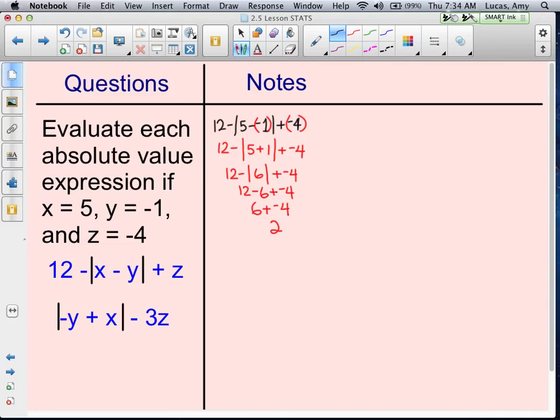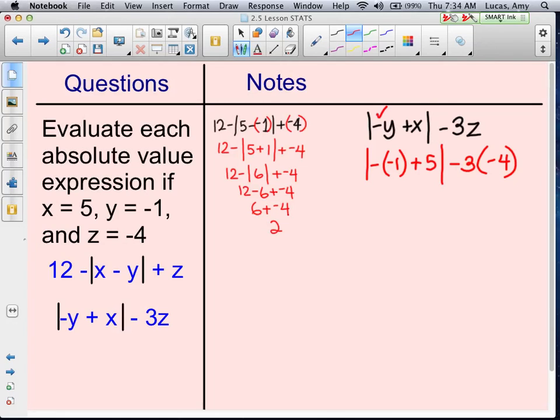The next one says -y plus x, or the opposite of y plus x. So if y is -1, and I substitute that where the y is, notice that I still have that negative sign that was in the problem before I did my substitution. So that double negative turns it into a +1. I also think it might be helpful to say up here that this means the opposite of y. So if y is -1, the opposite of y is +1.